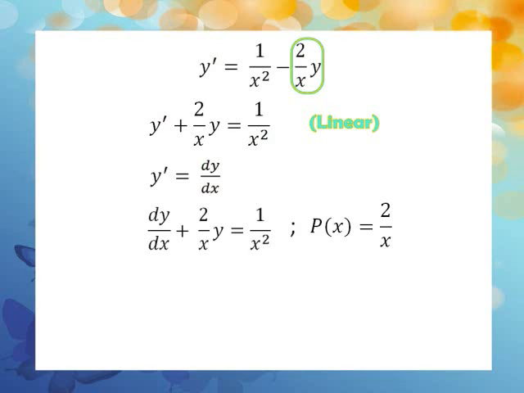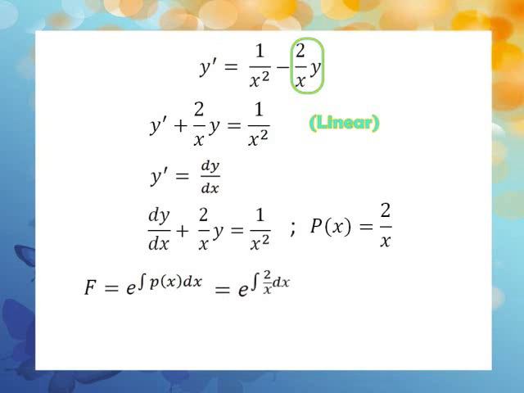Now that we have a value for p of x, we then find the integrating factor. The integrating factor is something which could be a number or a variable that we multiply to both sides of our equation so as to make it integrable. Given the formula for the integrating factor, f equal to e to the integral of p of x dx, we substitute the value for p of x equal to 2 over x.